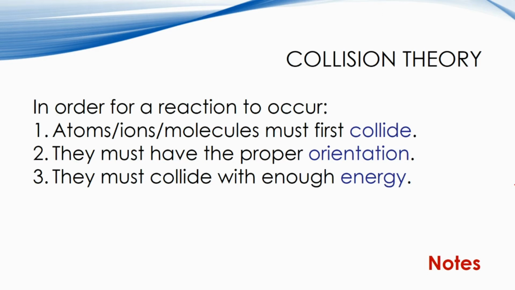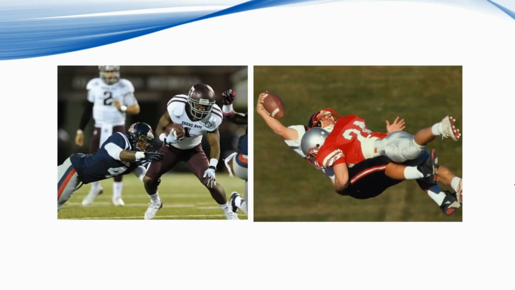In other words, the atoms, the ions, the molecules, they first need to collide. When they do collide, they need to collide in the proper orientation, so in the right way. And they also must collide with enough energy for those bonds to be broken and remade. So let's look at some examples.